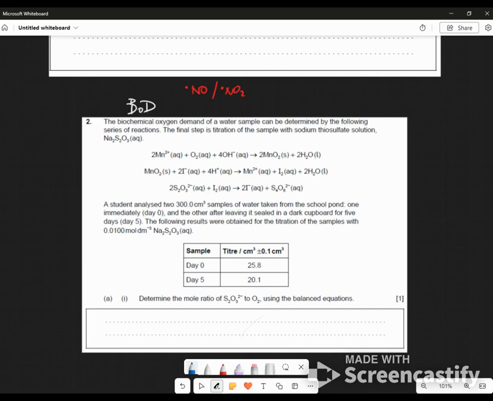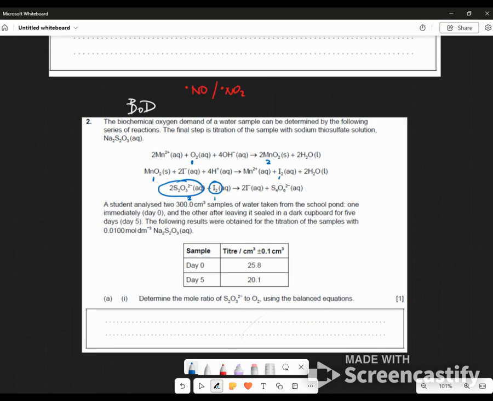Where's my pen? So there, where we started. We're going to start here. Okay, 2 of those, all right, reacts with 1 of those. So we've got 2 there, and there's a 1 there. There's a 1 there, and then there's a 1 there, and then there's a 2 there, and there's a 1 there. So what's the ratio?